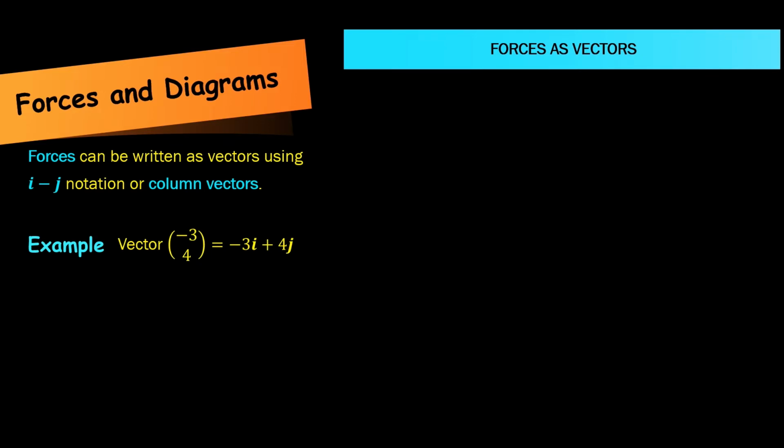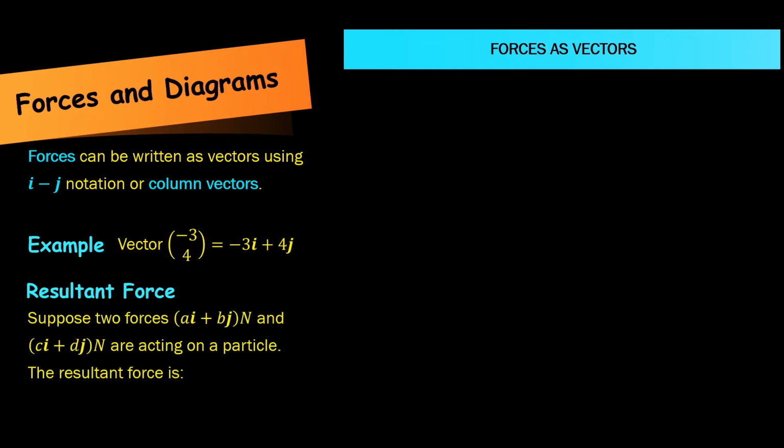So for example, the vector (-3, 4) can be written as -3i + 4j. Suppose two forces, ai + bj newtons and ci + dj newtons, are acting on a particle. The resultant force is (ai + bj) newtons plus (ci + dj) newtons.